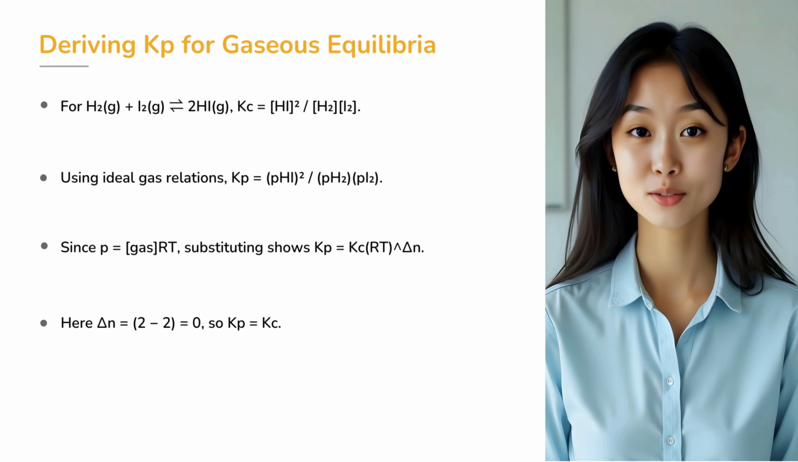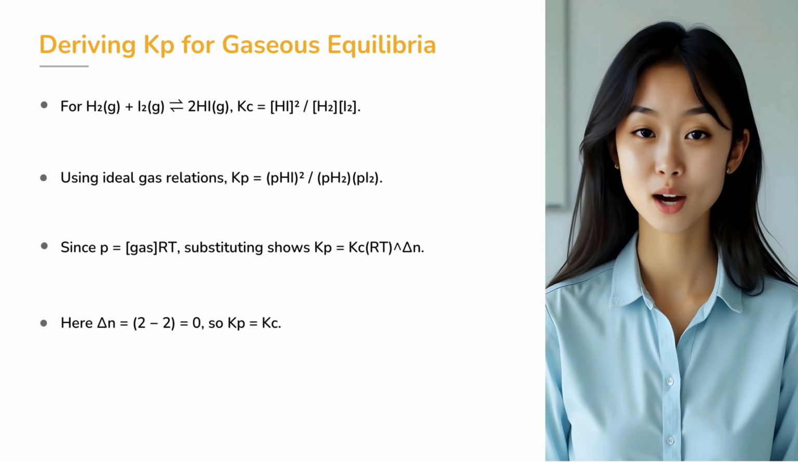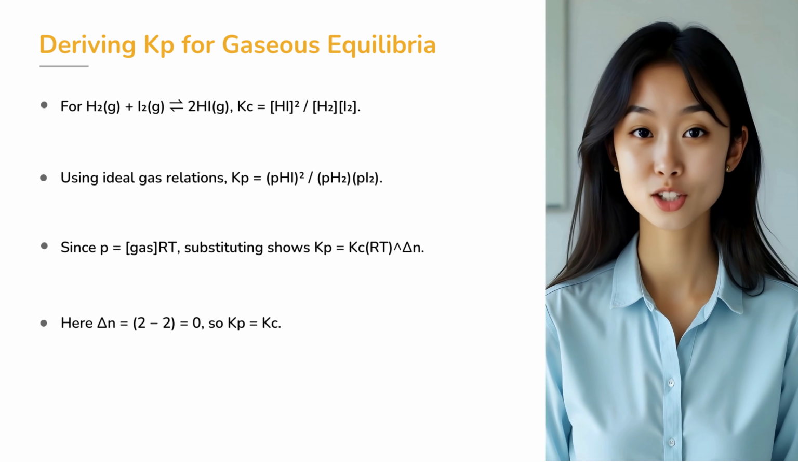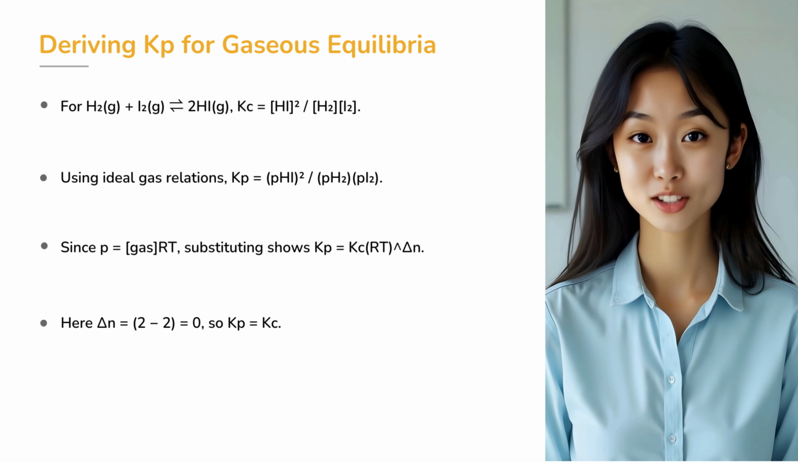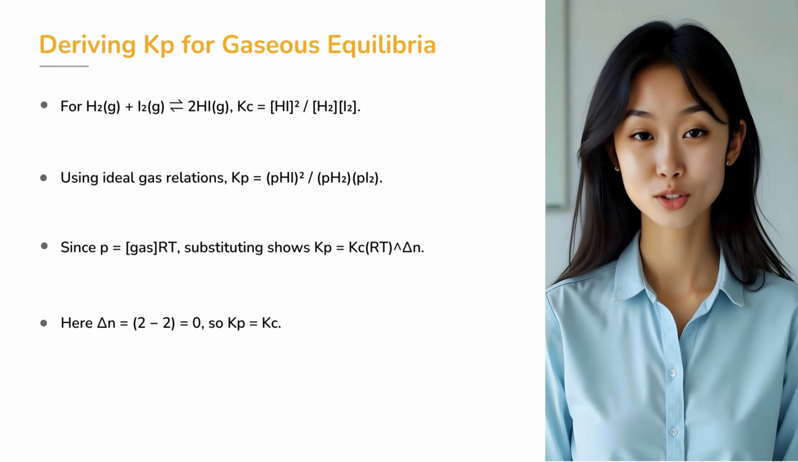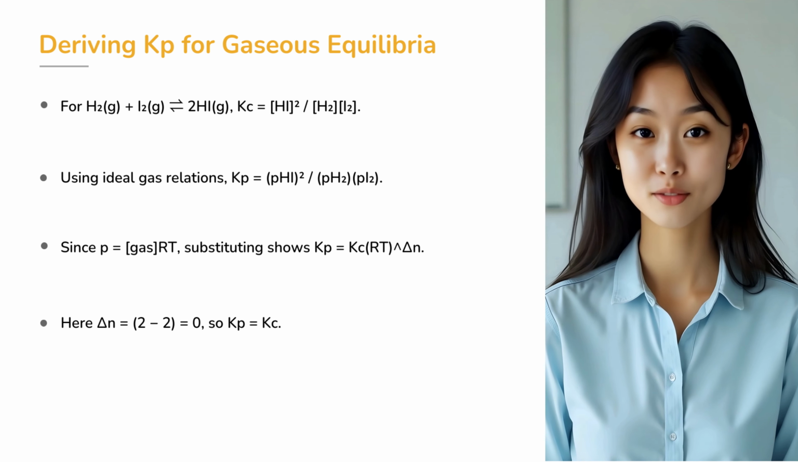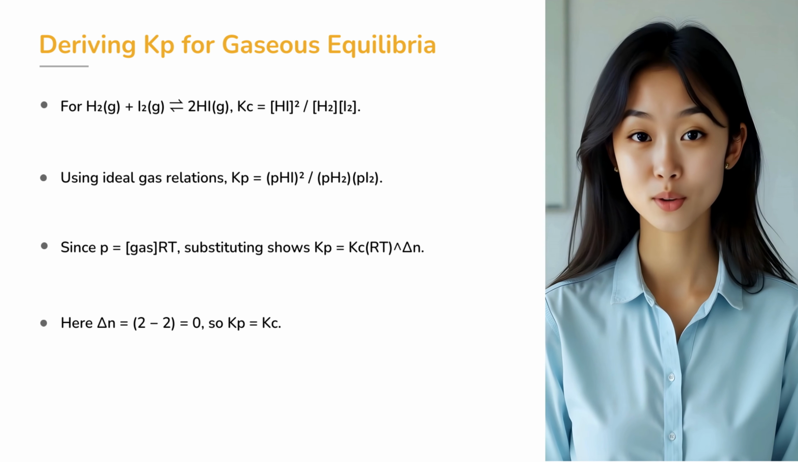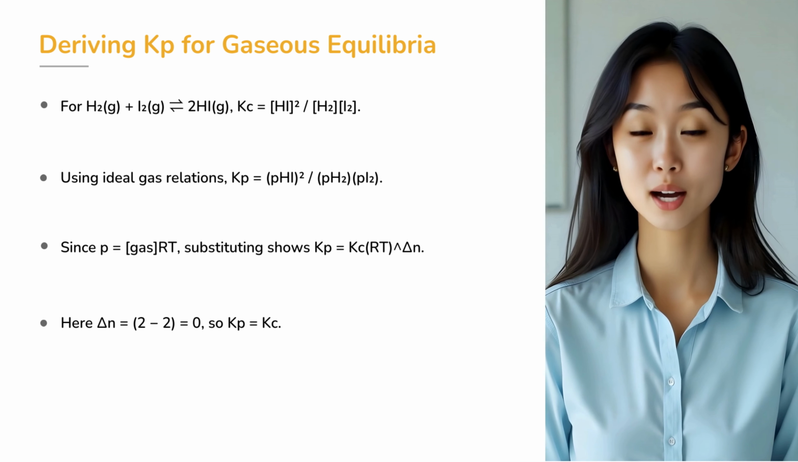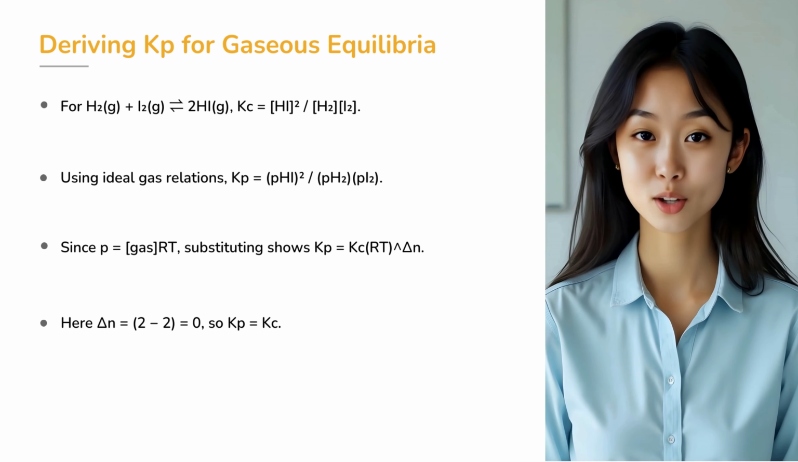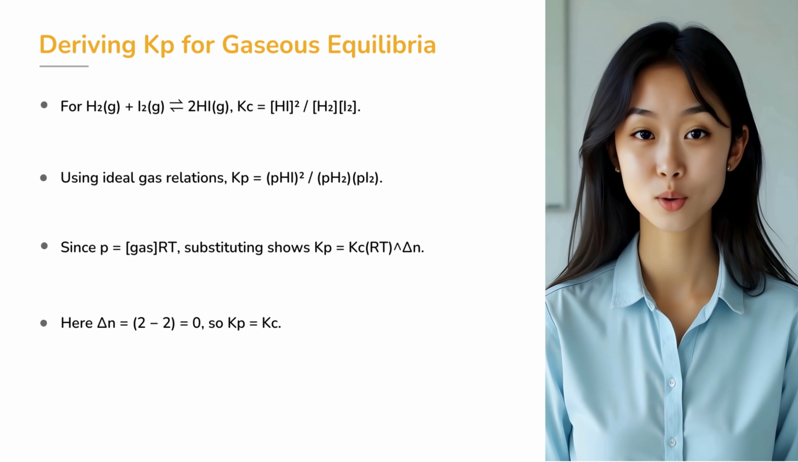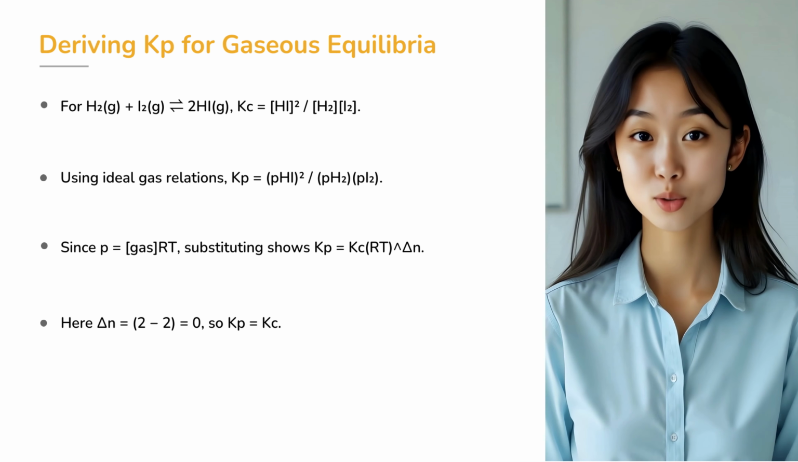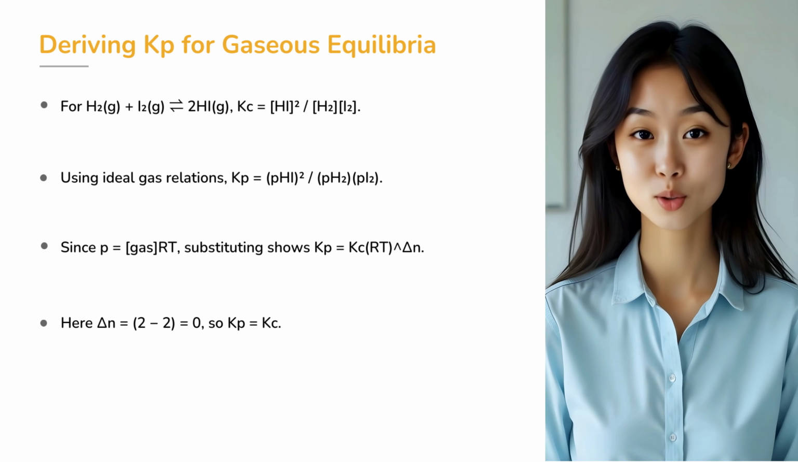Let's derive this relation step by step with a simple example. Consider hydrogen gas reacting with iodine gas to give hydrogen iodide. H2 gas plus I2 gas gives 2HI gas. The equilibrium constant in concentration terms is Kc equals concentration of HI squared divided by concentration of H2 multiplied by concentration of I2. But if we write this in terms of pressures, Kp equals partial pressure of HI squared divided by partial pressure of H2 times partial pressure of I2.